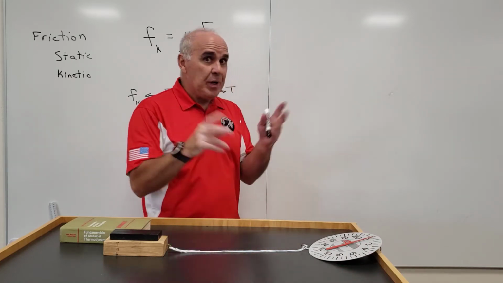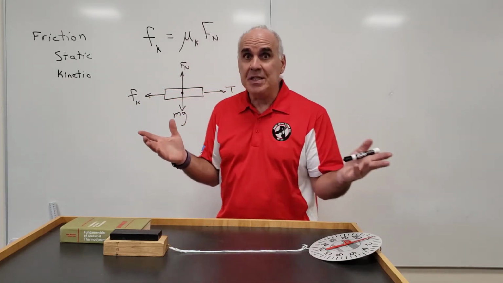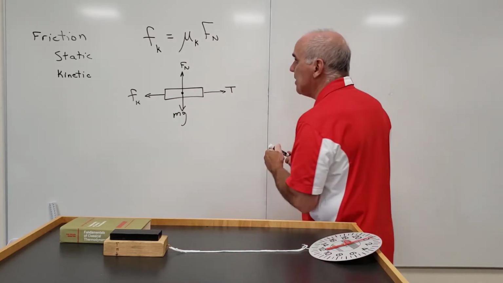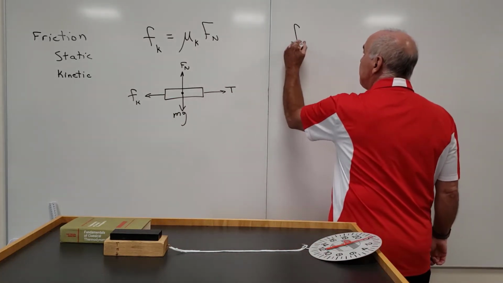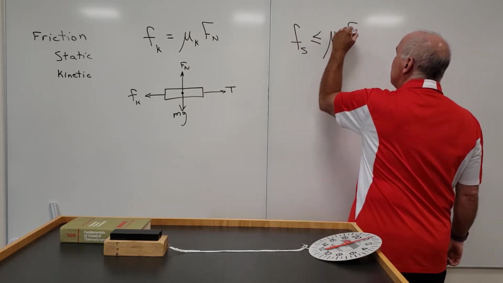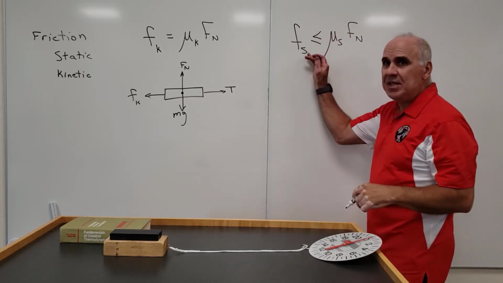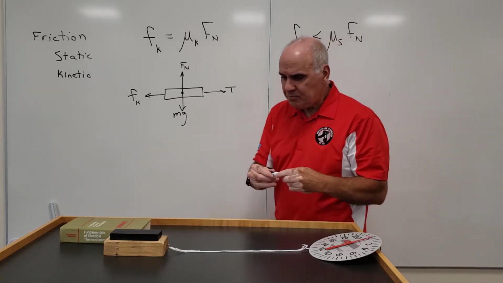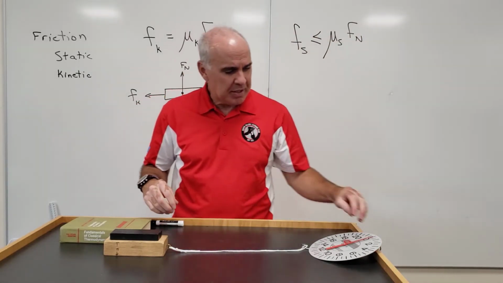Now, the equation, which is not really an equation, the inequation, if you will, because it's an inequality for static friction, is less than or equal to mu static times the normal force. Less than or equal to. Now, why is that? This is a real good demo right here.